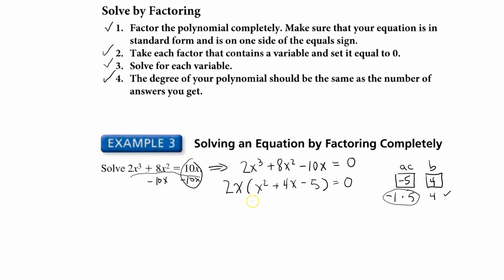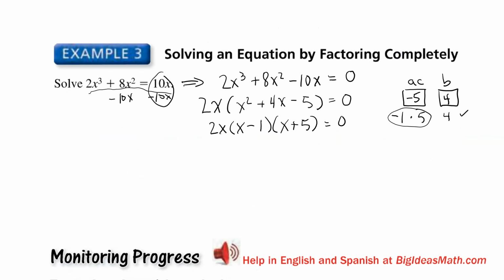So then this inside part is x minus 1 and x plus 5. And then I've got the 2x on the outside as well, and this is equal to 0. So my next step is to take 2x and set it equal to 0. So 2x is equal to 0. Divide both sides by 2, and x is equal to 0 divided by 2, which is still 0. So x equals 0 is one of my solutions.